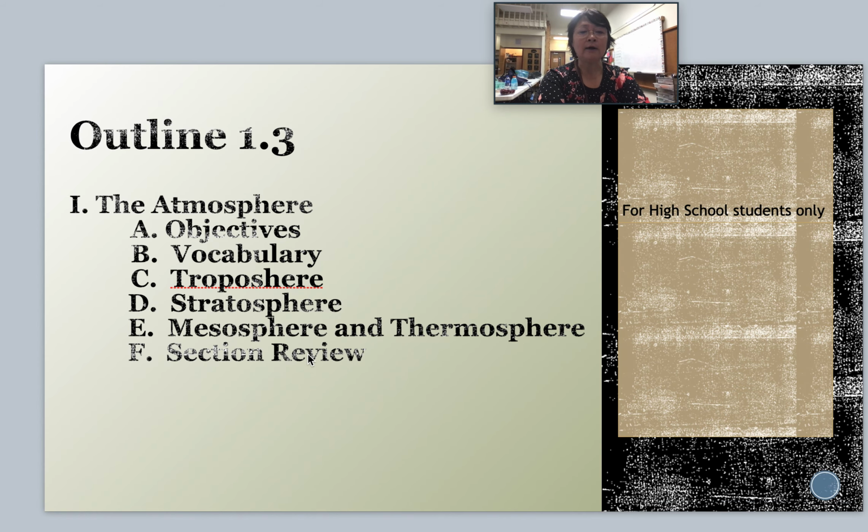So regarding the outline, and again, the outline is for high school students only because this shows up in your journal guide. So the outline of section 1.3 is as follows. Again, the Roman numeral number is the placeholder for the title of this section.